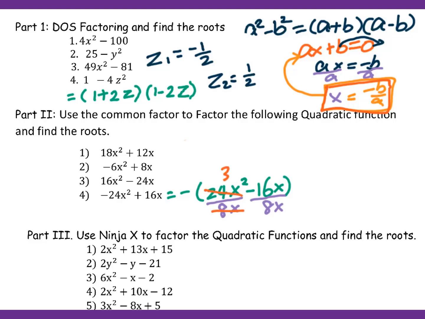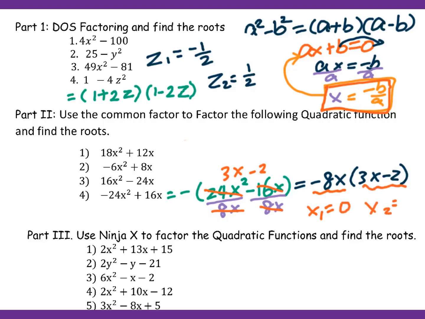Reduce, I got 3x minus 2. Therefore, the factor will be negative 8x, 3x minus 2. I make this one equal to 0. That's the root. x1 equals 0. Make this one equal to 0. x2 equals 2 over 3.